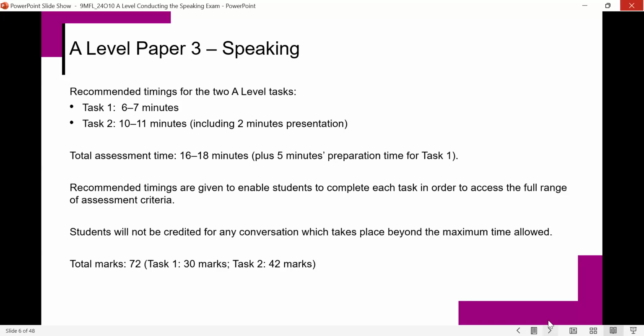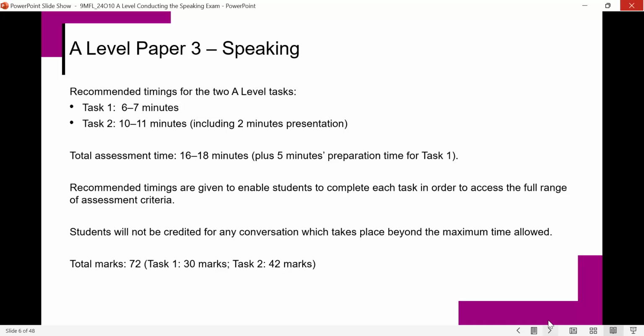Now, this bit is exactly what I said. Students will not be credited for any conversation which takes place beyond the maximum time allowed. And I just qualify that by saying, except perhaps to finish your sentence. So, 18 minutes and 4 seconds. I don't think we're going to be so cruel that we stop you absolutely there.